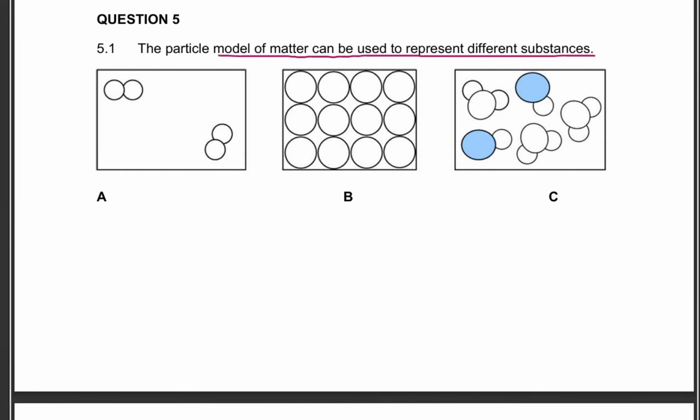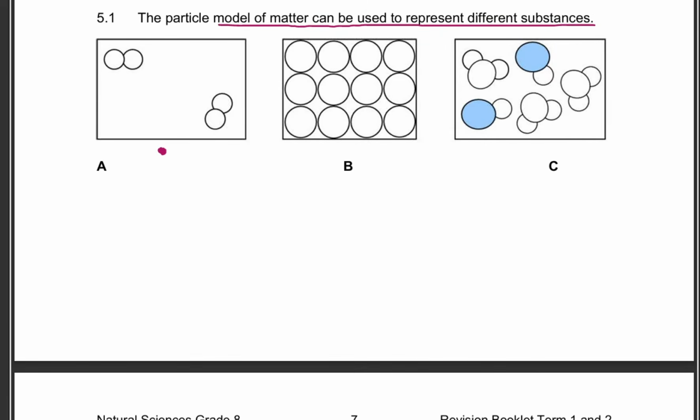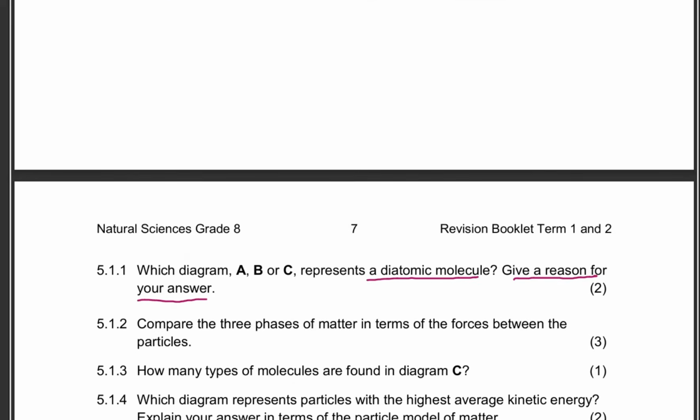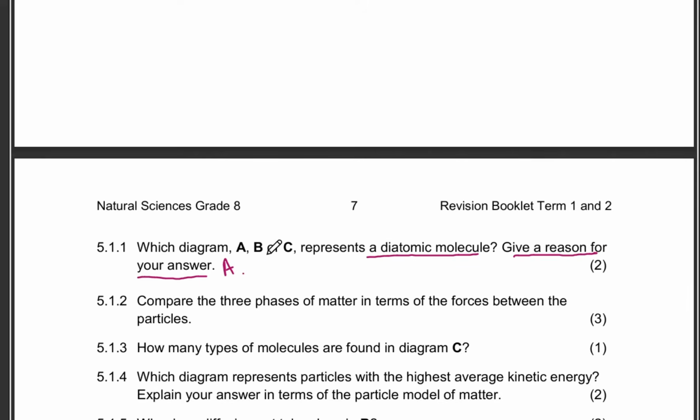Okay, which diagram is representing a diatomic molecule? That will obviously be diagram A. And the reason for that is that it consists of two atoms. A diatomic molecule consists of two atoms, 1 and 2. So that will be our answer. That is A, consists of two atoms. That's the reason. So you get a mark for the letter and a mark for the reason.